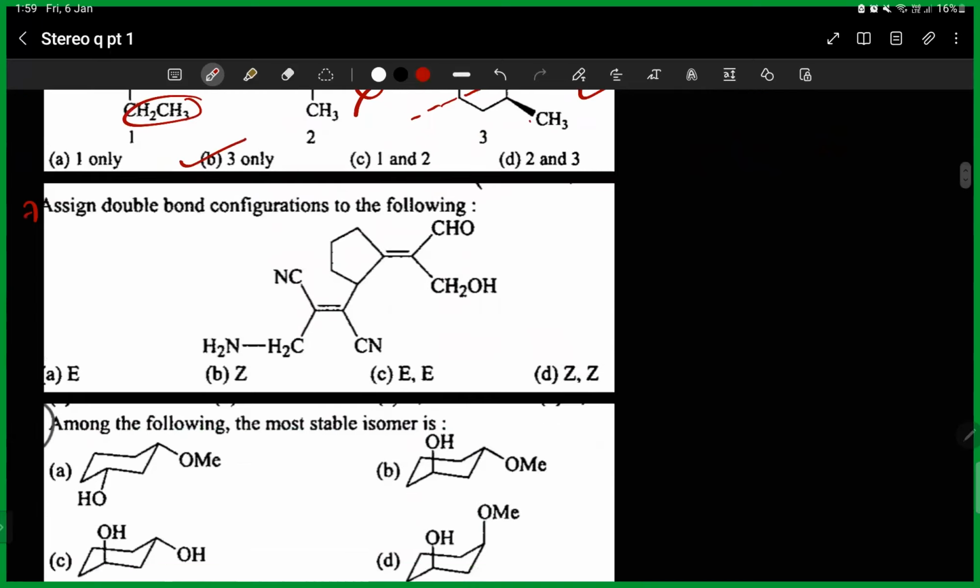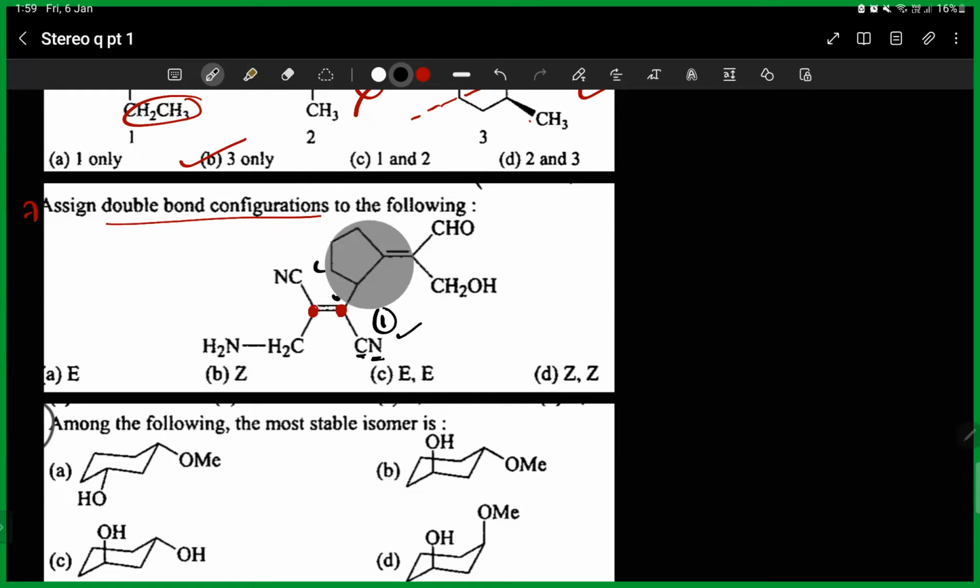Seventh question. Now, double bond configurations. So let's check for this double bond first. They are asking for E-Z nomenclature. Okay? Right. Now, for this double bond here, let's check which carbon has more priority. Let's check for this carbon. So you have a carbon connected with carbon here. But here you have a carbon connected with nitrogen. So you have to check for the connectivity. So this will get more priority. So 1, this has more priority.